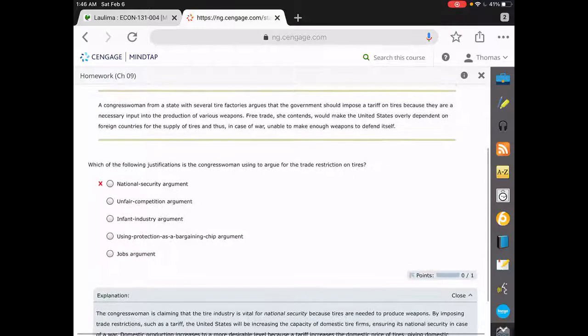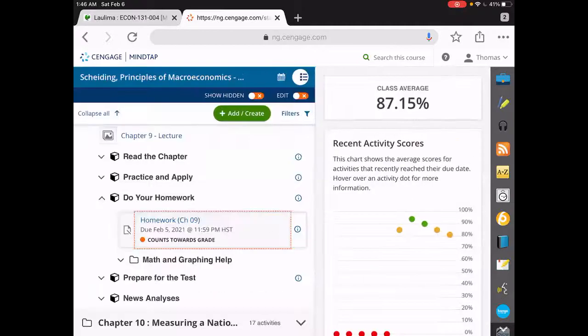And then finally, we have a congresswoman from a state with several tire manufacturers, and they're saying that the government should impose a tariff because it could be used for various kinds of weapons. The use of weapons makes that a national security argument, which is why that's being used right there. Okay. That is chapter 9.